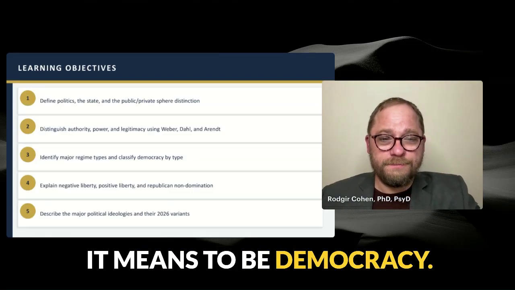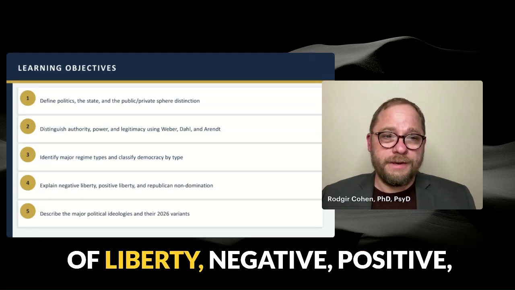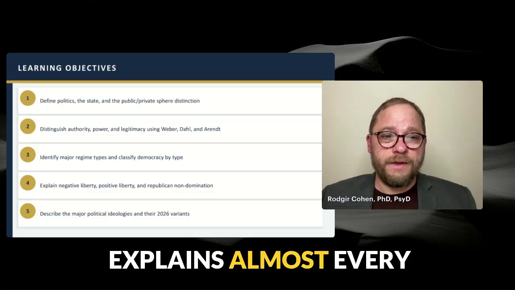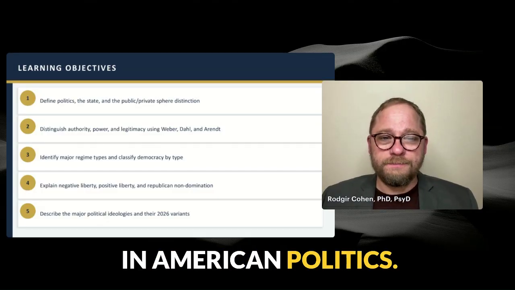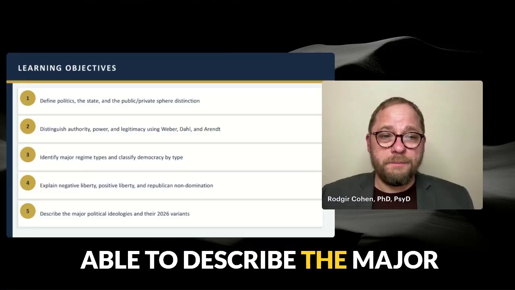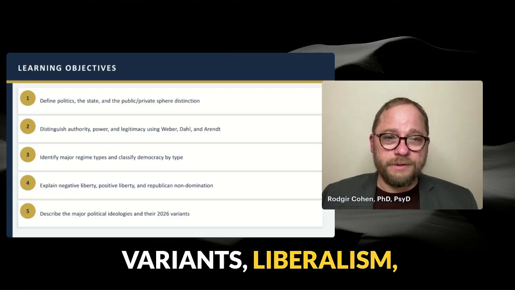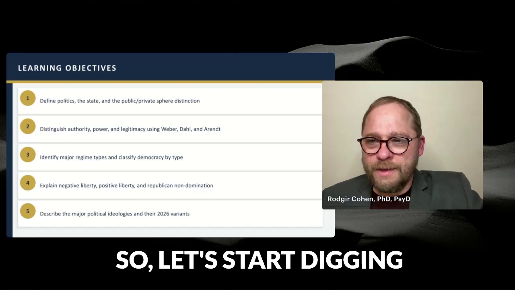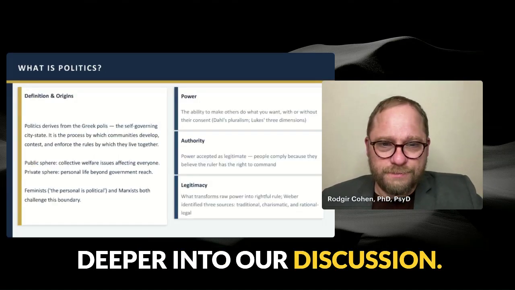The 4th thing, I want you to explain the 3 concepts of liberty: negative, positive, and Republican liberty. It's the framework that explains almost every left and right-wing disagreement you'll encounter in American politics. Number 5, I want you to be able to describe the major political ideologies and their 2026 variants: liberalism, conservatism, and socialism. So let's start digging deeper into our discussion.